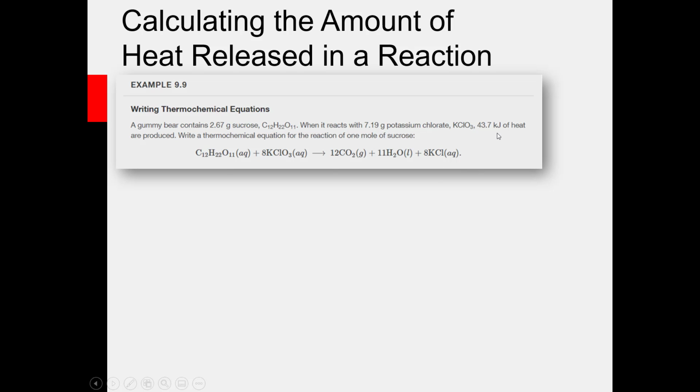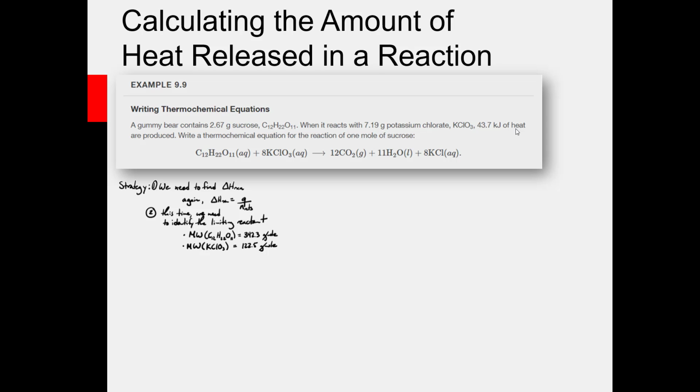And once again, what we've been given is some calorimetry data. Someone did this experiment by combusting 2.6 grams of sucrose and 7.19 grams of potassium chlorate in a calorimeter and found that that amount of reactants generated 43.7 kilojoules of heat. Now remember, when we have calorimetry data and we want to connect it to the delta H reaction, the delta H reaction is equal to the heat flow divided by the number of moles of your reactant. This time we have to ask, well, which reactant? Because we have two of them and we have a known amount of each.